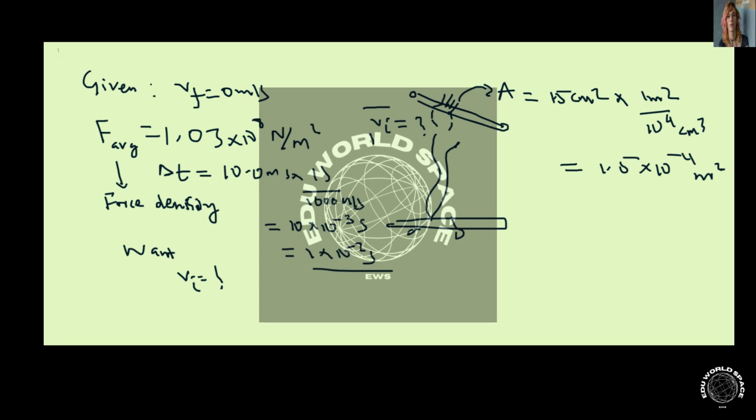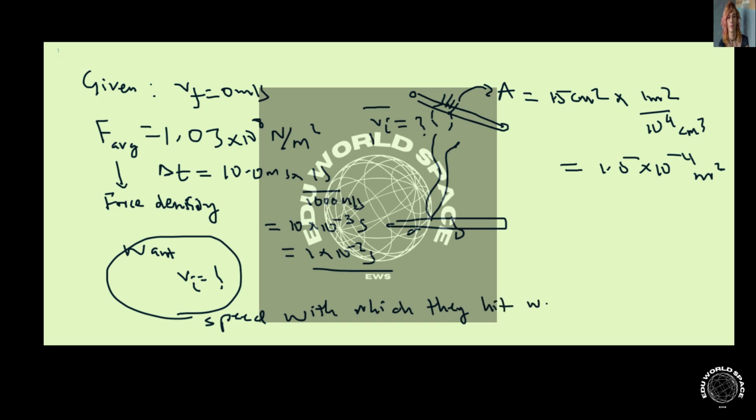So that's the information we're given, and we want to find the maximum speed with which they'll hit the wall without breaking a bone. That's what's going on in this problem.